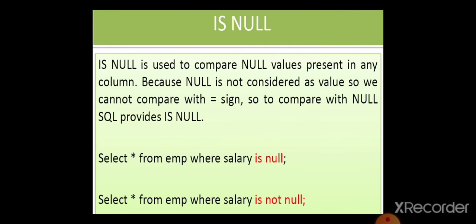Then select star from employee where salary is not null. IS is complemented with the NOT keyword, so we can write it as IS NOT NULL. This query will display just the reverse of the previous one. The previous one displays employees who don't have a salary, but this query will display only the employees having a salary. Those who are not having a salary, that is, those having null values in the salary column, won't be in the output.